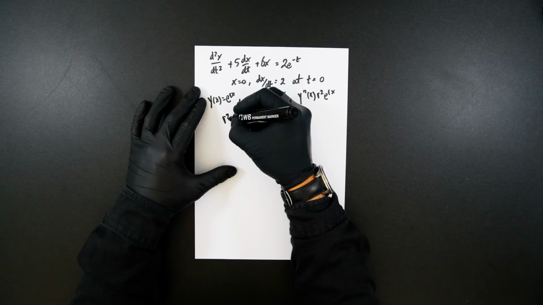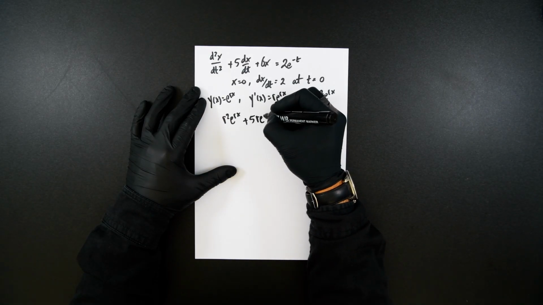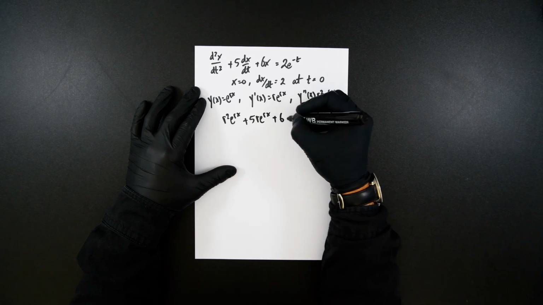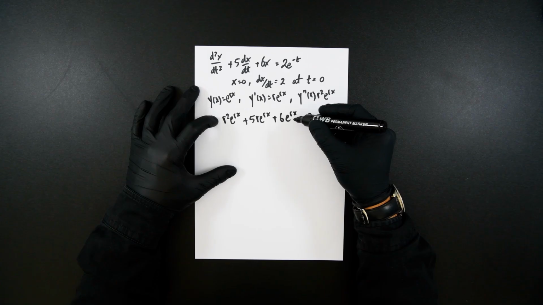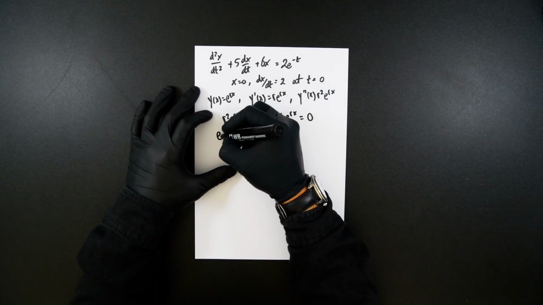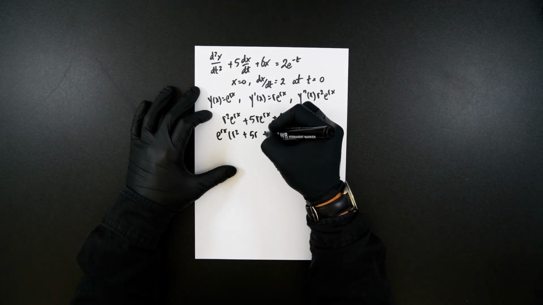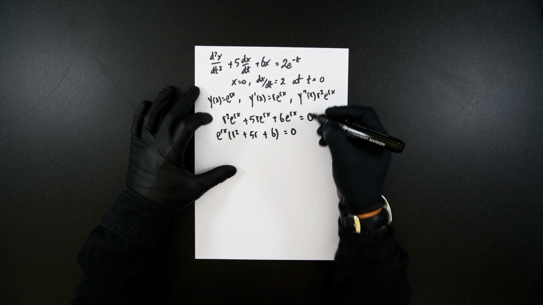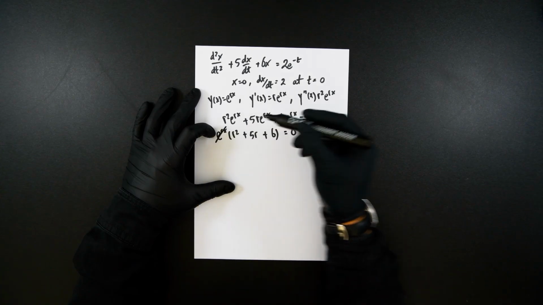And you're going to get r squared e^(rx) plus 5r e^(rx) plus 6 e^(rx), which equals 0. If we now substitute out e to the rx, you're going to get r squared plus 5r plus 6 equals 0. And now if we divide both sides by e to the rx, it disappears.